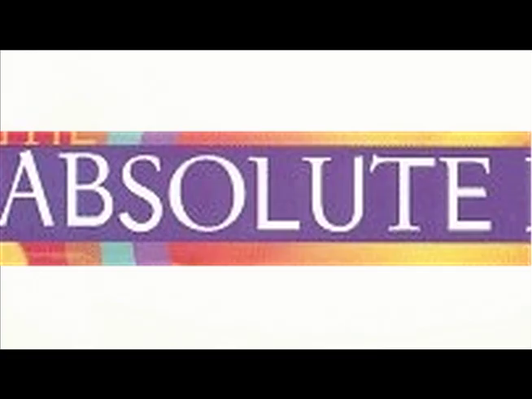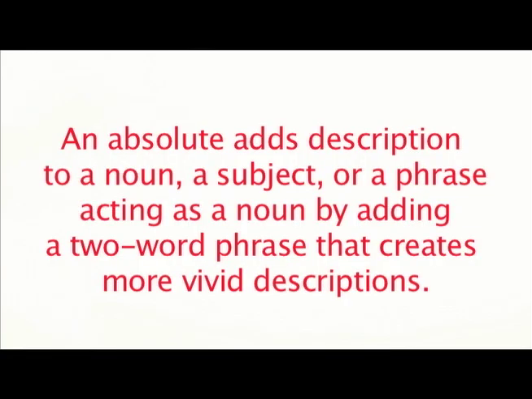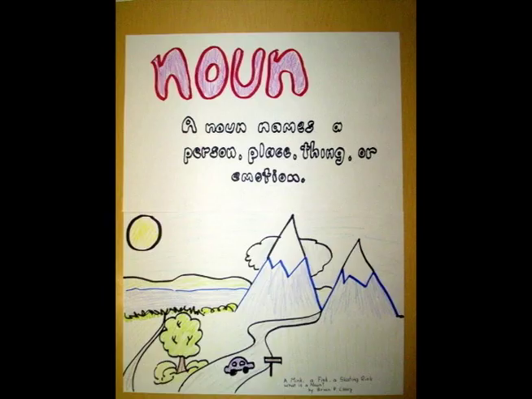The next tip is using an absolute. An absolute adds description to a noun, a subject, or a phrase acting as a noun by adding a 2-word phrase that creates more vivid descriptions. In other words, it is a simple noun with a participle. So let's practice. The mountain climber edged along the cliff.